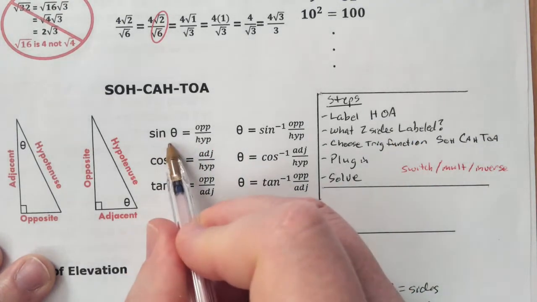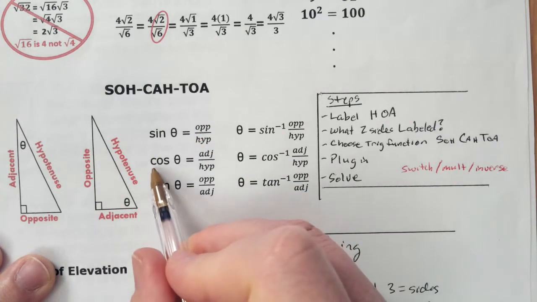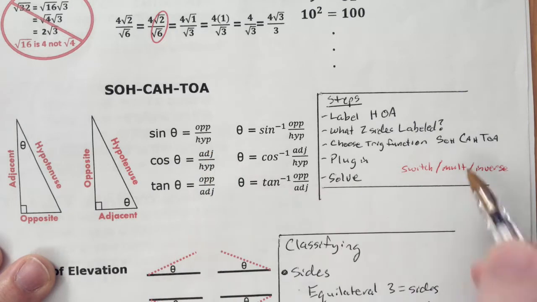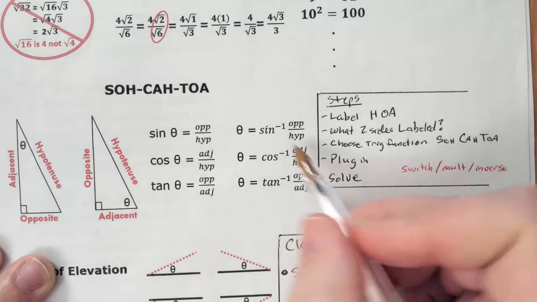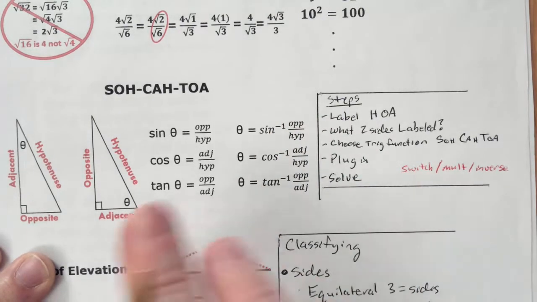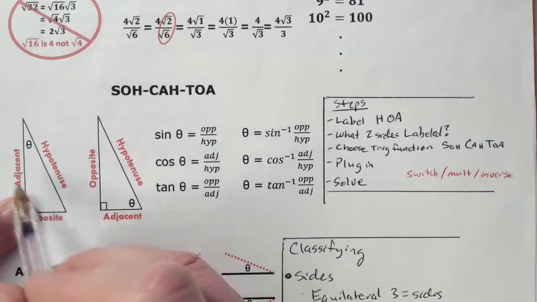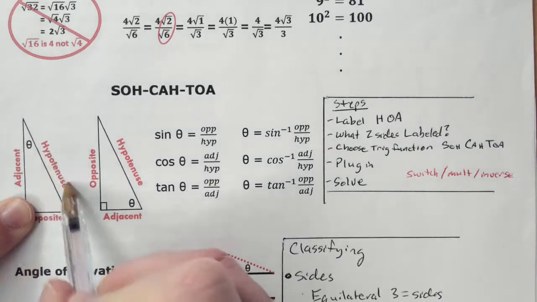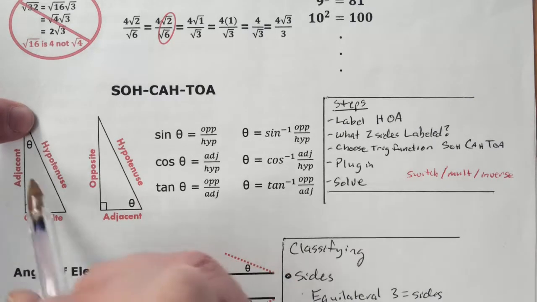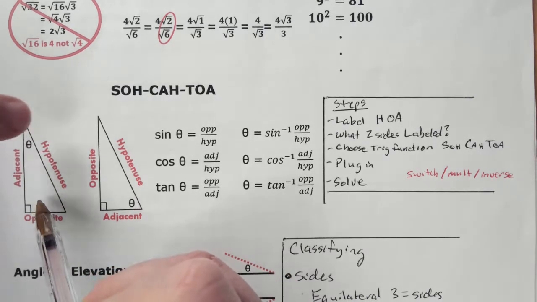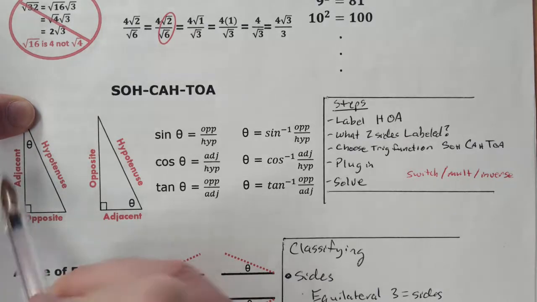SOH is sine of theta equals O over H. CAH is cos of theta equals A over H. And TOA is tan of theta equals O over A. All right. And then how do you figure that out? You put your finger on the 90 degrees, and the one side you're not touching is your H for hypotenuse. You put your finger on a theta, the angle. So theta is the angle. So put your finger on the angle. The one side you're not touching is the O, and the leftover side would be A.